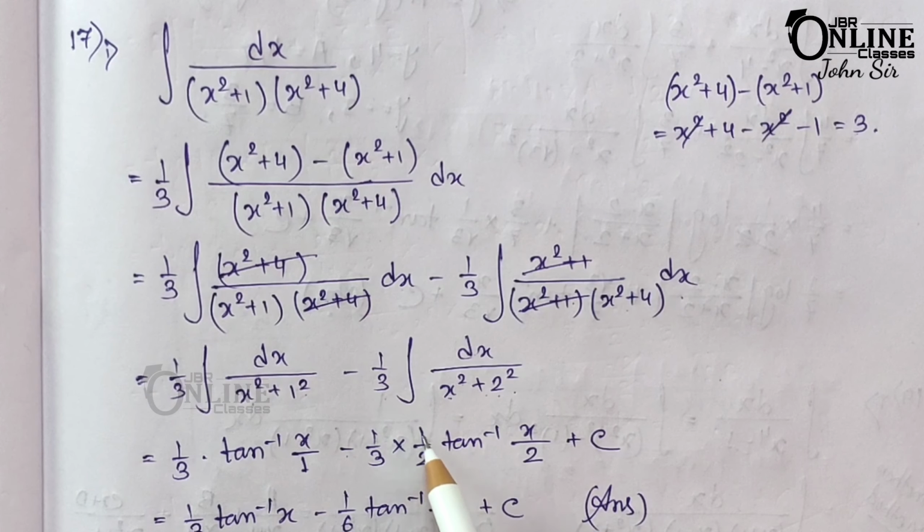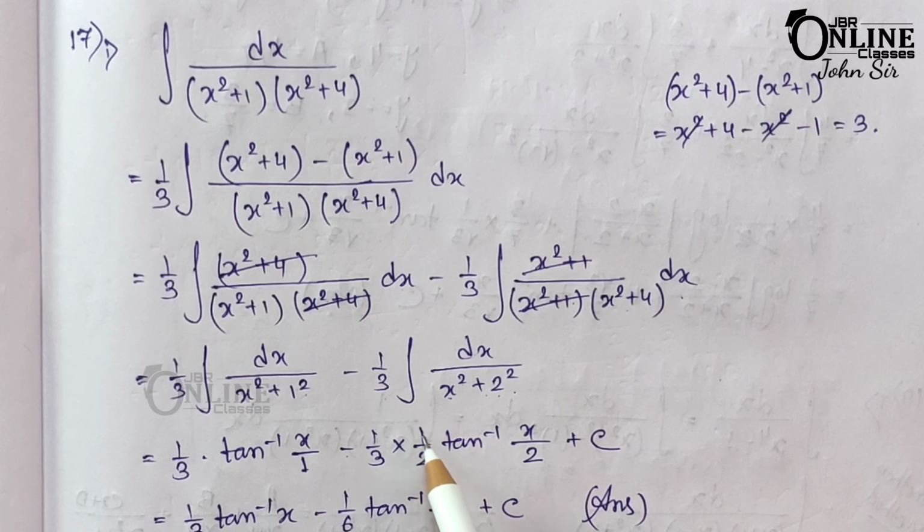Next, sum number 17(2). Integration x square dx by x square plus 1 into x square plus 4. Okay, so for this partial fraction, let x square be t. Remember that we don't substitute x square as t here. Just for the partial fraction, we let x square be t. Okay, not the substitution. Remember that. So here if x square equals t, then this one will be t by t plus 1 and t plus 4. Okay, t by t plus 1 and t plus 4.